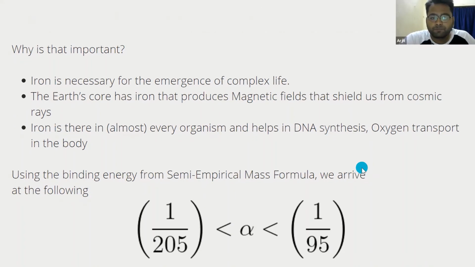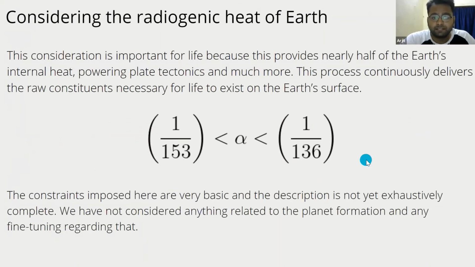A stricter constraint comes from considering the radiogenic heat of Earth. The radiogenic heat is very important for life because it provides nearly half of the Earth's internal energy, powering the planet's tectonic plates and processes that continuously deliver the raw material necessary for life on the Earth's surface. After imposing this constraint, we end up with the form that alpha should always be greater than 1 by 153 and should always be less than 1 by 136.